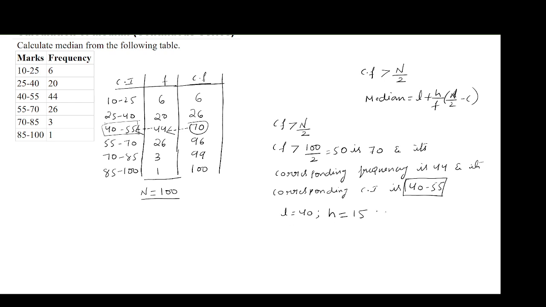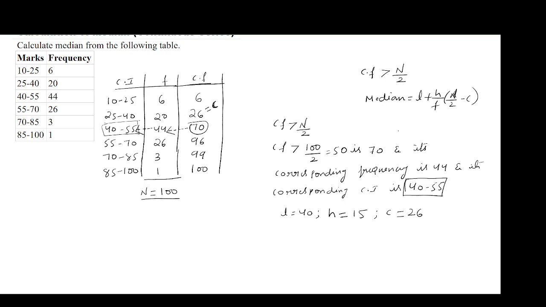And I also need c in the formula. c is the corresponding value, the cumulative frequency before the median class. Why? Because I got this 70 by adding 26 with the 44. So that is the reason why the corresponding value of the cumulative frequency is 26. Therefore c is equal to 26.